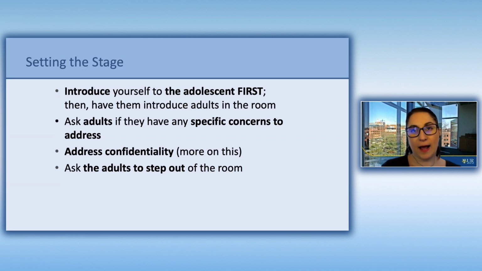And so really acknowledging that you are recognizing the adolescent as the patient and not the parent is really important. So introduce yourself to the adolescent first, and then ask them to introduce the adults in the room. Like so often you do, setting the agenda, right? Part of that agenda setting needs to include asking the adults if they have any specific concerns that they want to be sure you address. Addressing confidentiality, we'll talk more about this. And then after all that, asking the adult to step out of the room.